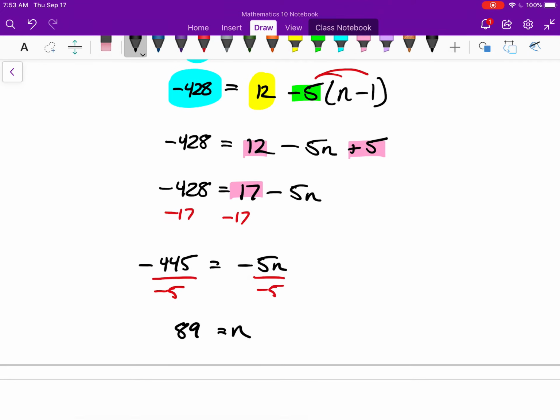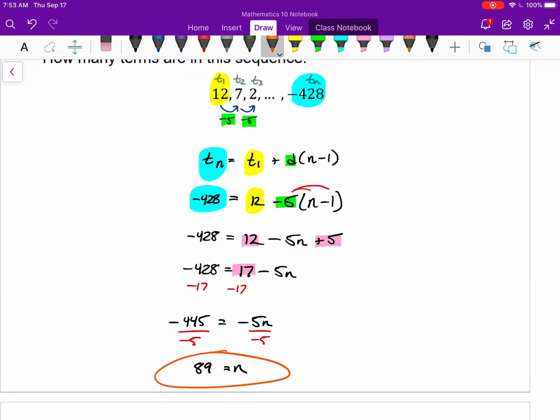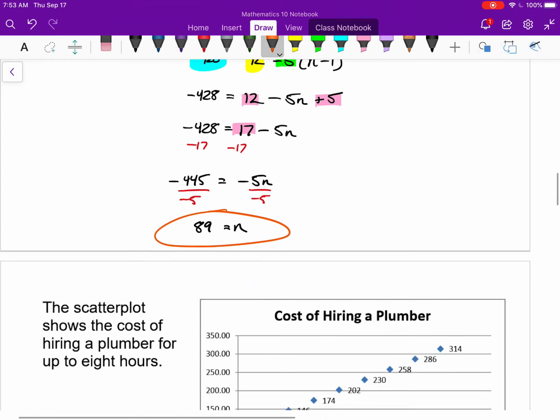If you ever get a negative term number, that doesn't make sense. For a sequence, your first term is always t1. So you can never get a fraction for your term number. You should never get a negative for your term number. You should never get 0 for your term number. So I now know, if I look back at this sequence here, negative 428 is the 89th term. And so I would have to keep subtracting 5 over and over again to get to that.